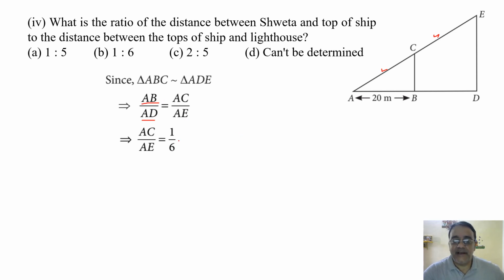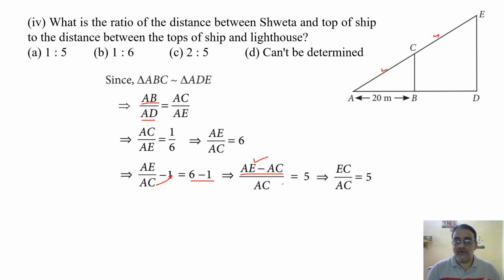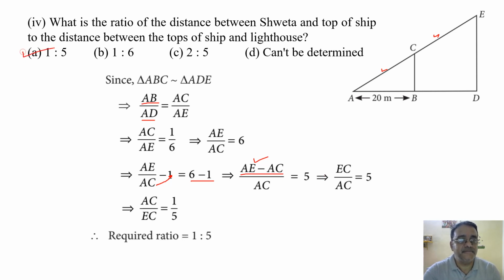ओके, सो पहले हम लोग AE को लिख लेंगे क्योंकि वो बड़ा है, ऊपर लिख लेंगे. Now we will subtract 1 from both sides. Now take LCM. So if you take LCM, you will get AE minus AC upon AC and is equals to 5. This step is clear? Yes, sir. What you will get AE minus AC? CE. CE, right. So CE by AC is equals to 5. तो हम लोग को AC by CE निकालना है, इसका रेसिप्रोकल ले लेंगे, that is 1/5. So correct answer is 1:5. That is A bit. Any doubt in this question? No, sir. Right.